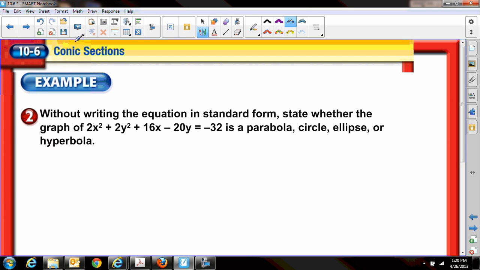Alright, number 2, without writing the equation in standard form, state whether the graph of 2x squared plus 2y squared plus 16x minus 20y equals negative 32 is a parabola, circle, ellipse, or hyperbola. Again, I find the squares. X squared and y squared. Both there, not a parabola. 2, 2. Both of these values are the same number. If that is exactly the same number, that means we have a circle.